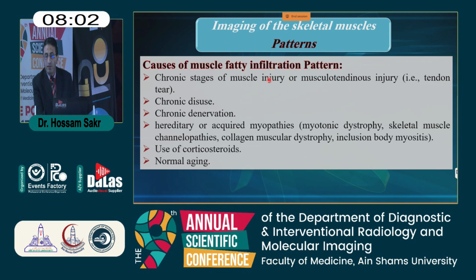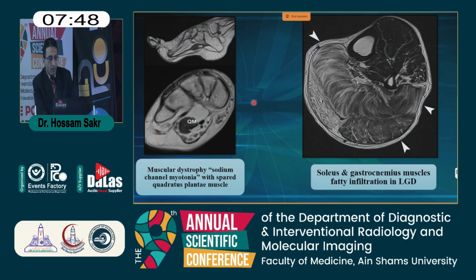The causes of muscle fatty infiltration pattern include chronic stages of muscle injury or myotendinous junction injury, chronic disuse, chronic denervation, hereditary or acquired myopathies, use of corticosteroids, and normal aging. This is an example of a specific type of muscular dystrophy called sodium channel myotonia. There is fatty infiltration of all foot muscles with relative sparing of the quadratus plantae muscle.